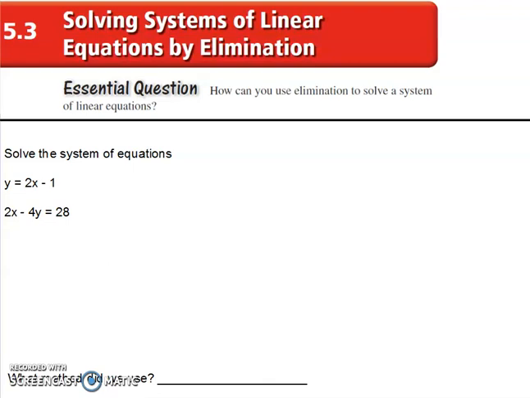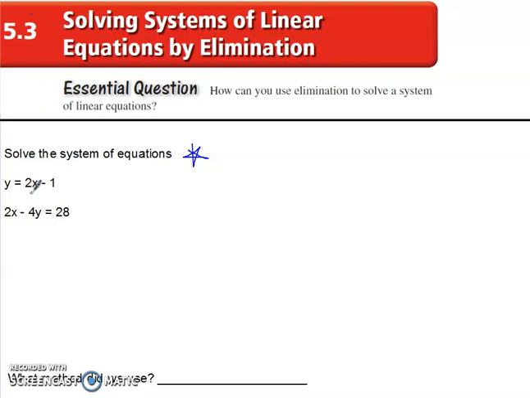Hello, in today's video we're going to be discussing a third method of solving systems of linear equations. In section 5.3 we're talking about solving systems of equations by elimination. Take a moment to refresh your memory on solving systems of equations and see what you can do with the example that I've shown you here. So pause the video and do that now.